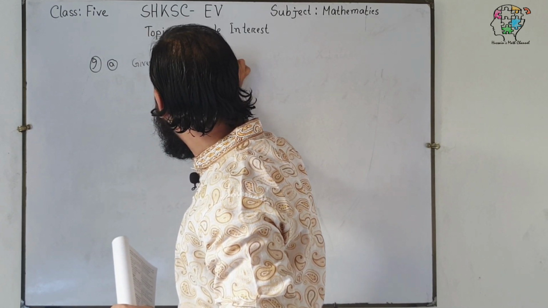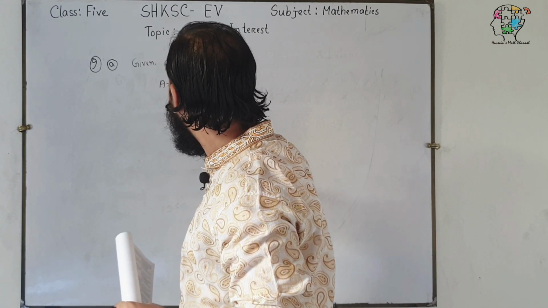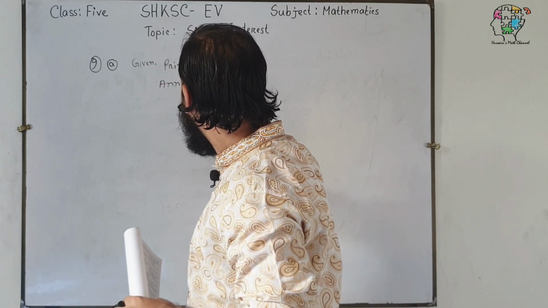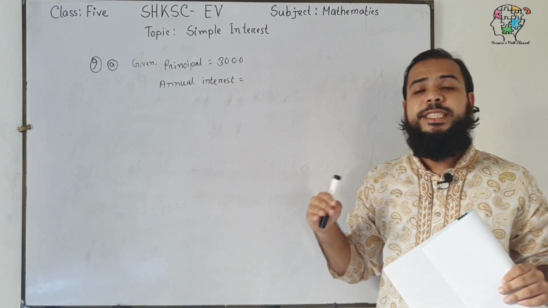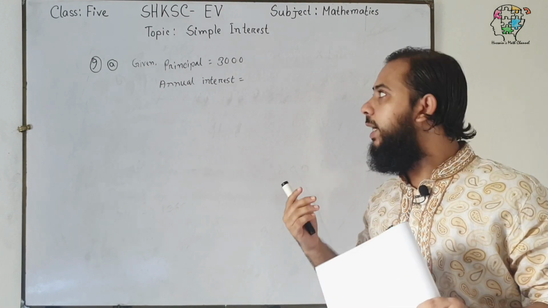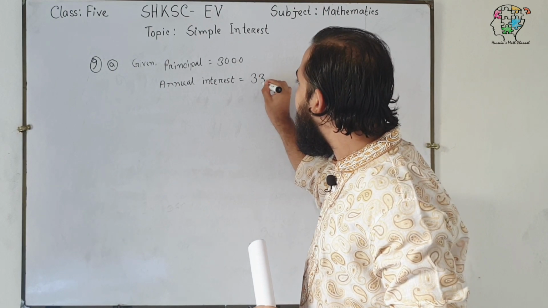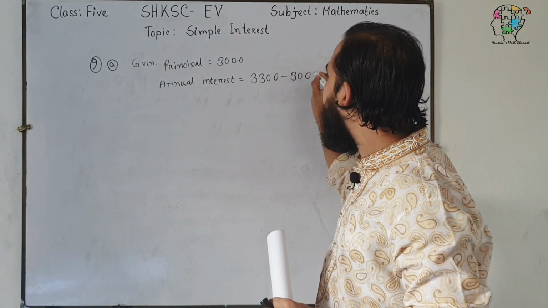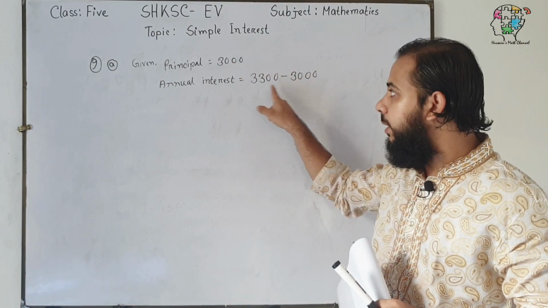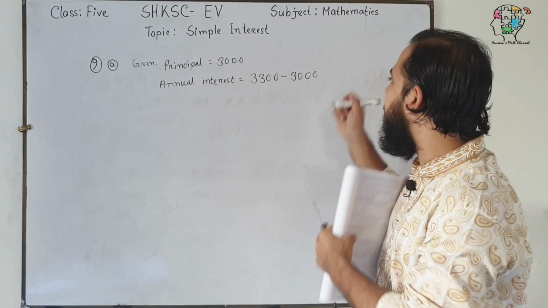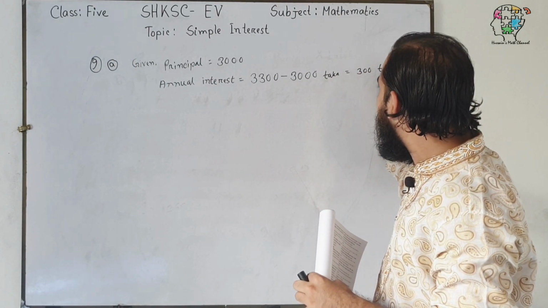The principal is 3,000 and annual interest, you see annual interest is not given directly, but she paid back 3,300 after 1 year. So 3,000 was the principal, so interest is equal to 3,300 minus 3,000. That means after 1 year she paid back 3,300, but 3,000 is the principal. So what is the only interest? The only interest is equal to 300 taka, right? This is the only interest.